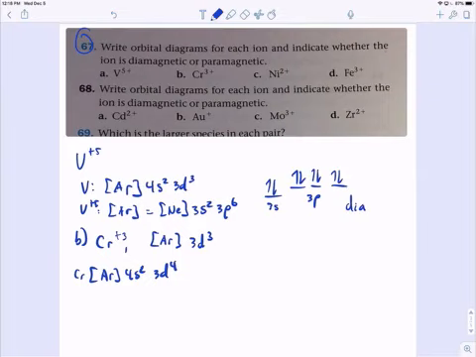So 1, 2, 3, 4, 5. This is the 3d, and the 3 electrons by Hund's rule will go in their own orbitals. And then this would be paramagnetic, because there are unpaired electrons. So, questions on how to do this one?